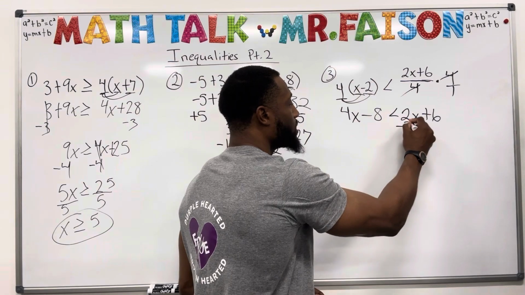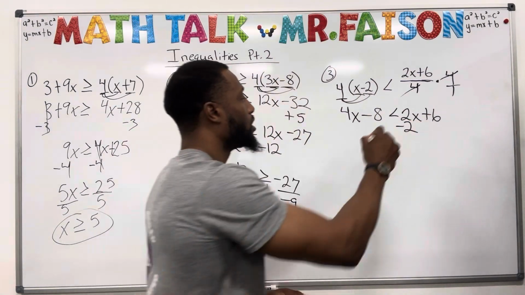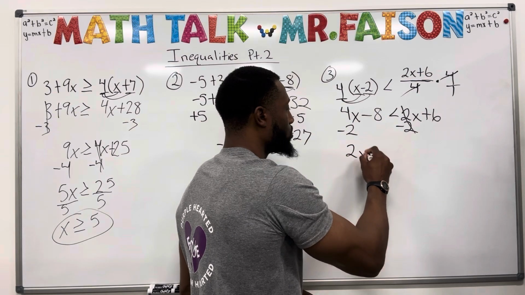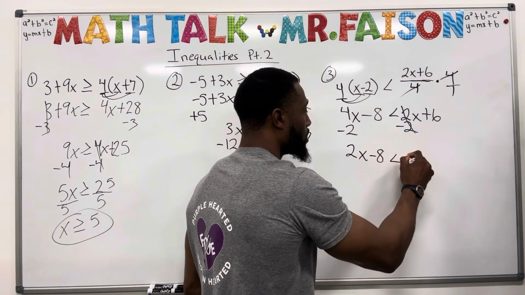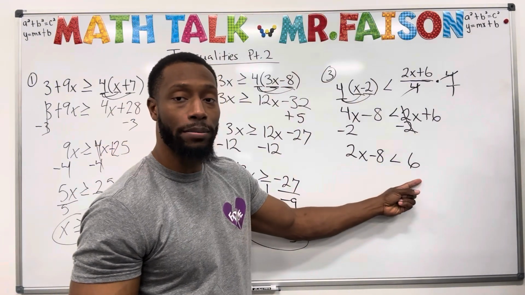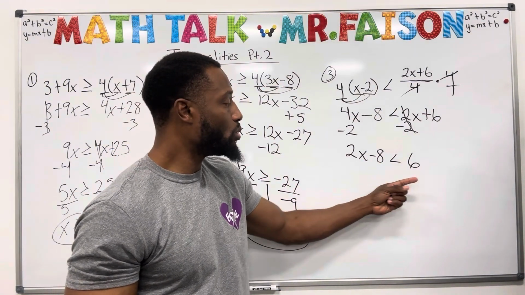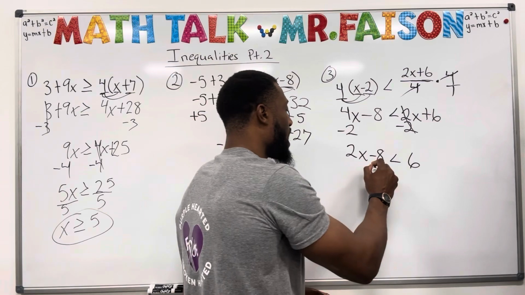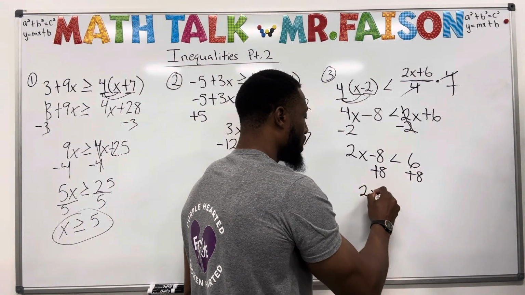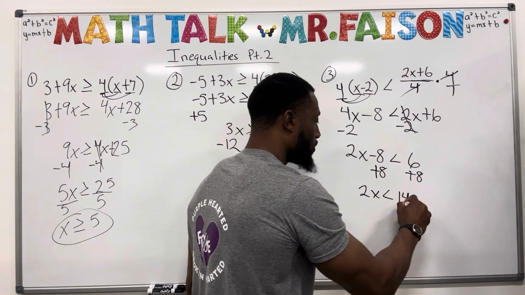So I have to do the opposite. So that's going to be minus 2. Just cancel it out. Minus 2. This is now 2x minus 8 is less than 6. Now we want to get the negative 8 over here with that positive 6, right? We want to get it away from the 2x. So I have to do the opposite. Plus 8, plus 8. Now we have 2x is less than 14.